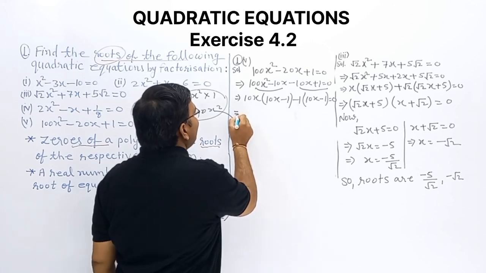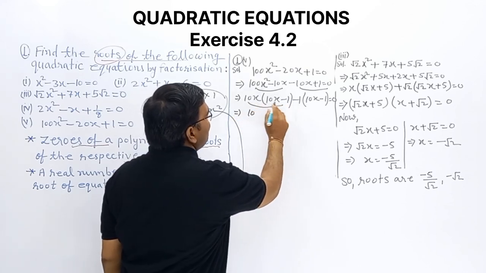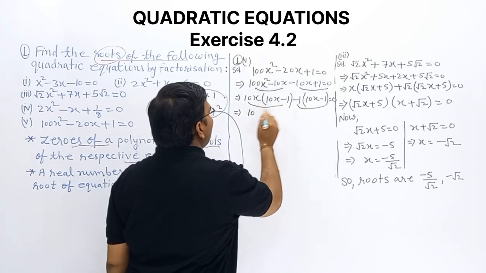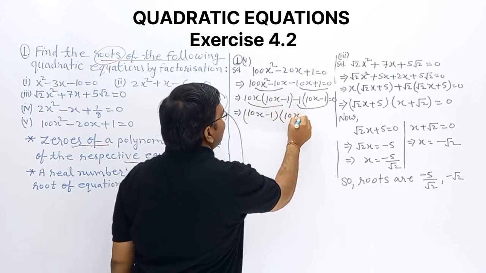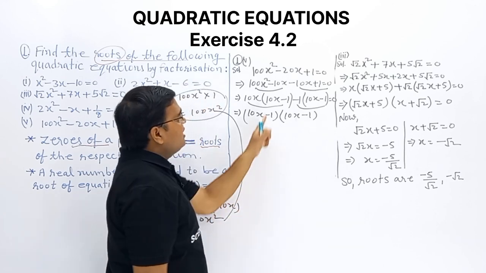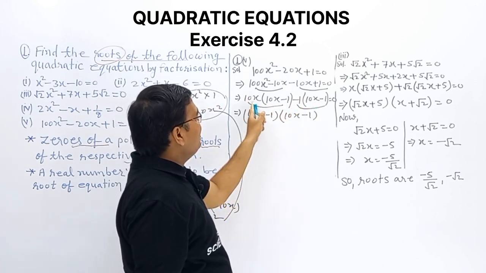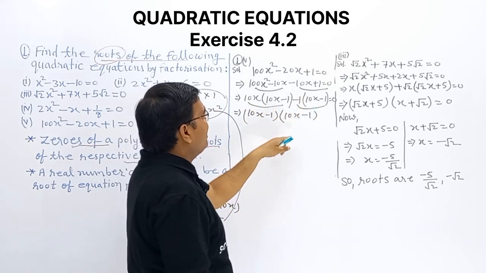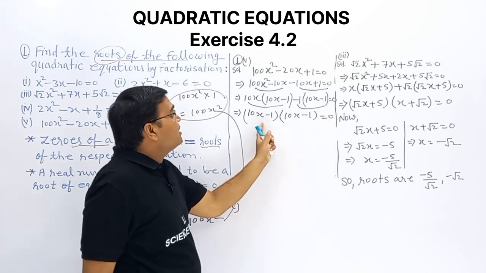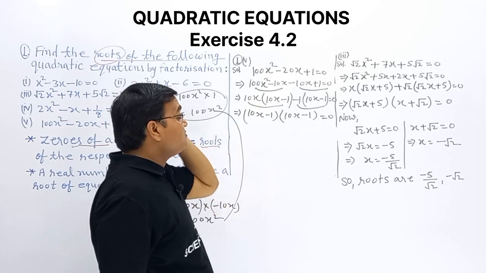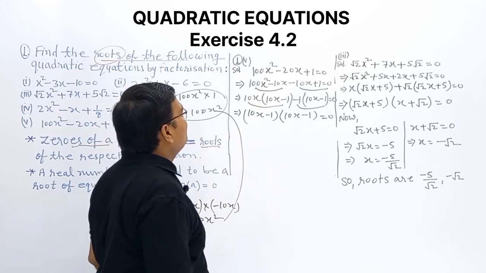Clear? Now take this bracket and this bracket. In both we are having 10x minus 1 as a common. What is the remaining? 10x minus 1. Clear? 10x minus 1 is the common, and the remaining part we are writing, but both we are having the same one. Not a problem. So both are the factors of this one.